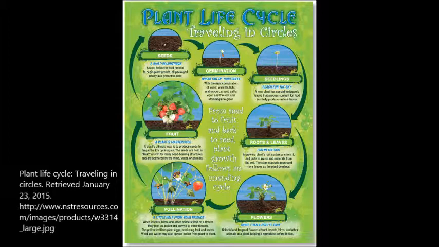The plants then produce fruit, which holds the seeds, and the seeds are spread by wind, water, or animals, and the life cycle begins again.